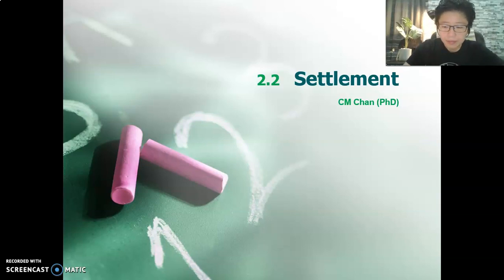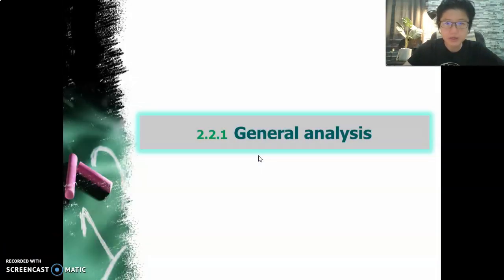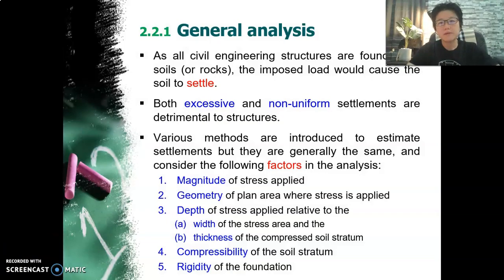When we talk about settlement, we are really talking about a situation where the soil under load is going down slowly. That's the key word, it's going down slowly. And as most civil engineering structures are founded on soils or rocks, this load is going to cause it to settle. And the settlements we are talking about could be excessive or non-uniform. And just to bear in mind, when you say excessive, it simply means that there's too much settlement.